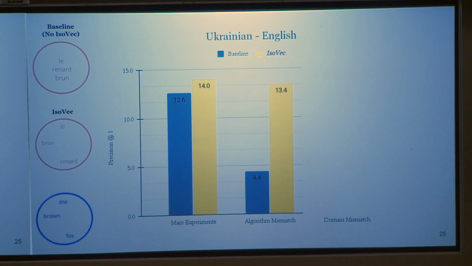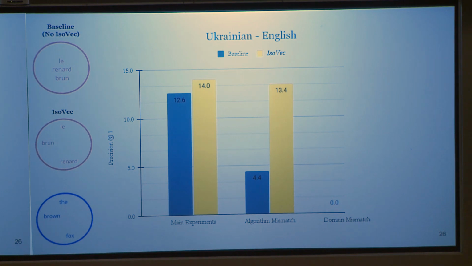Now we'll look at domain mismatch, which is a very difficult condition in unsupervised mapping. Here you have one domain, say the news domain on the source side, and a different domain, for instance, web crawl on the target side. And we know from the literature that this makes embedding space mapping really difficult. And indeed, in our baseline experiments, this causes performance to drop down to 0.